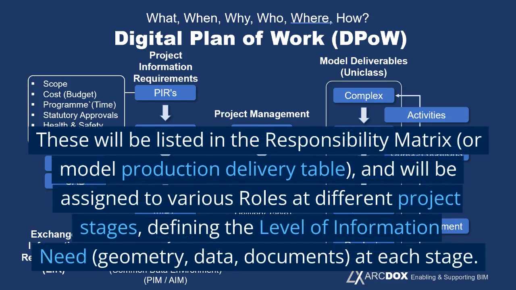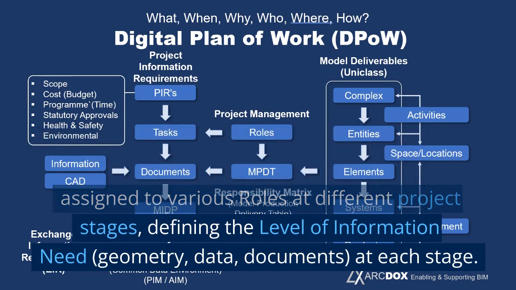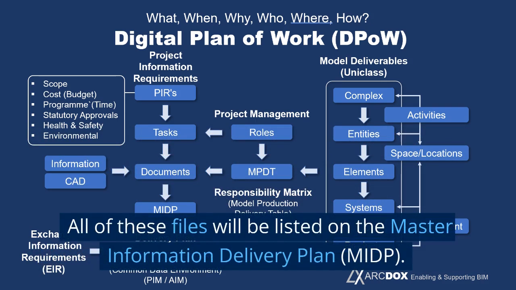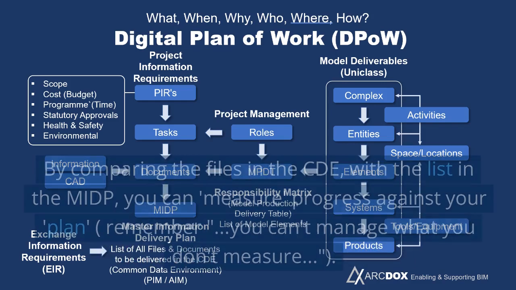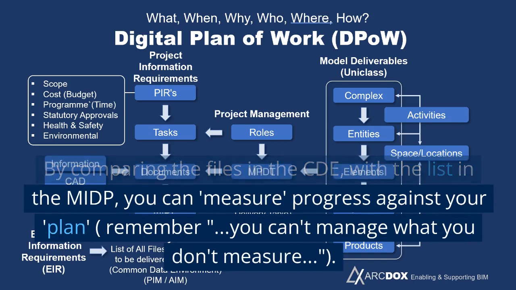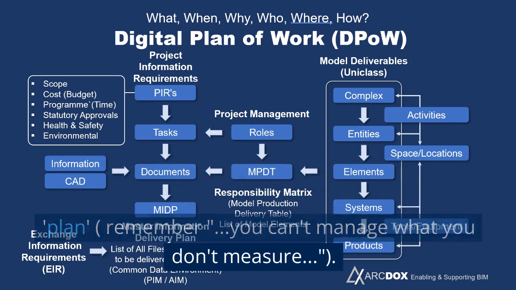These will be listed in the responsibility matrix, or model production delivery table, and will be assigned to various roles at different project stages, defining the level of information need, geometry, data, documents, at each stage. All of these files will be listed on the Master Information Delivery Plan, MIDP. By comparing the files in the CDE with the list in the MIDP, you can measure progress against your plan. Remember, you can't manage what you don't measure.